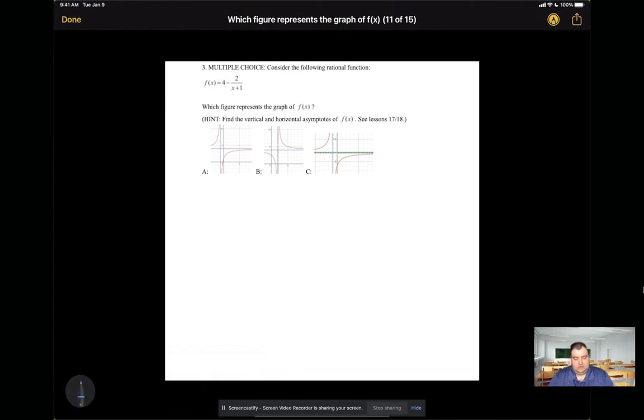So let's first do the easy one. The easy one are the vertical asymptotes. To get the vertical asymptotes, all we have to do is take the denominator and set it equal to 0. So in this case, the denominator is x plus 1. We're going to set that equal to 0 and solve for x. So I'll do that by subtracting 1 from both sides, and I end up with x equals negative 1. So x equals negative 1 is the vertical asymptote.